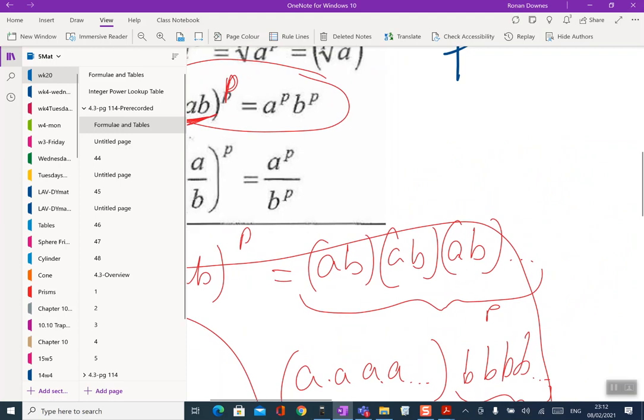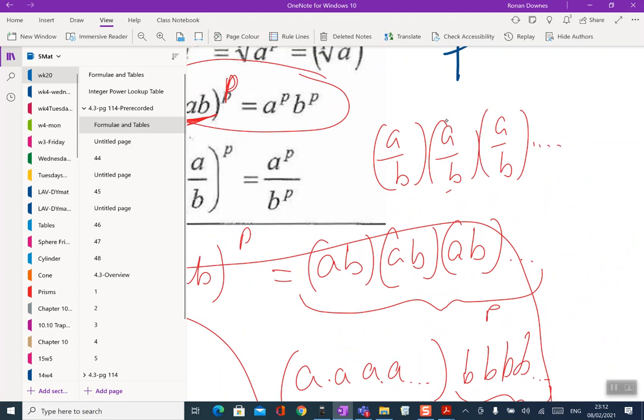Okay? Similarly, A over B by A over B, by A over B, and on and on and on, P times. You multiply all the tops together, P times, and all the bottoms together, P times. So we have those two rules and we're ready to start applying them.